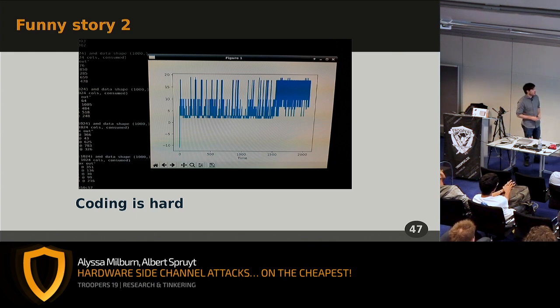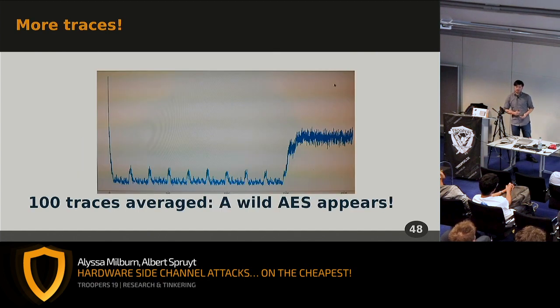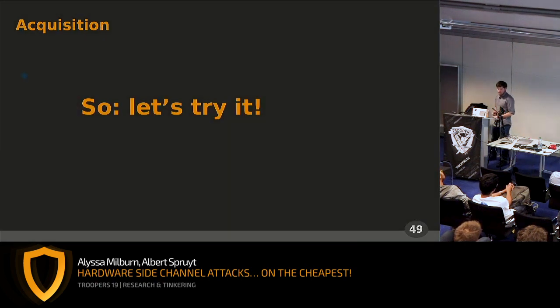When we were prototyping the software, we accidentally misconfigured the ADC. And this is a trace we recovered. I was already pretty happy with this because, if I take 100 of these measurements and average them, what we actually see is these AES rounds coming out. What you can also do is not misconfigure the ADC. Okay, so we now have an oscilloscope.